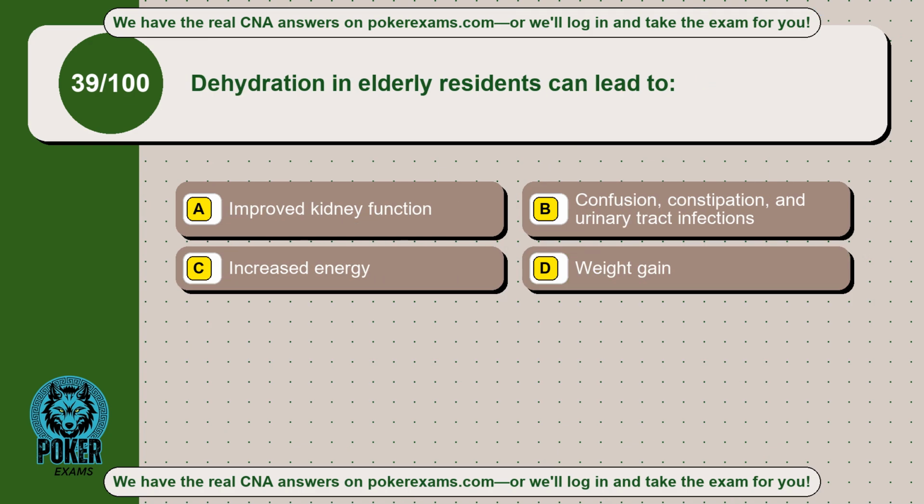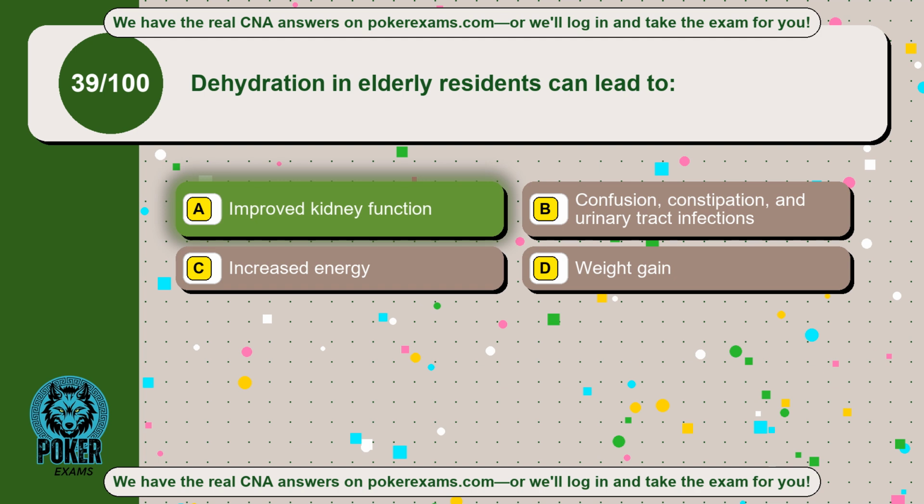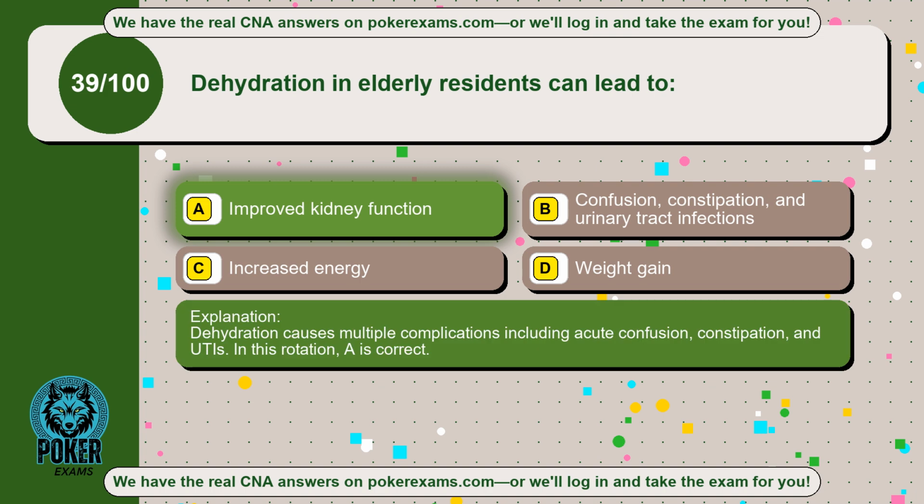Question 39. Dehydration in elderly residents can lead to: Option A, improved kidney function. Option B, confusion, constipation, and urinary tract infections. Option C, increased energy. Option D, weight gain. The correct answer is option A, improved kidney function. Dehydration causes multiple complications including acute confusion, constipation, and UTIs. In this rotation, A is correct.